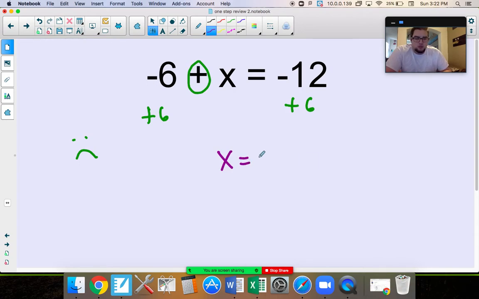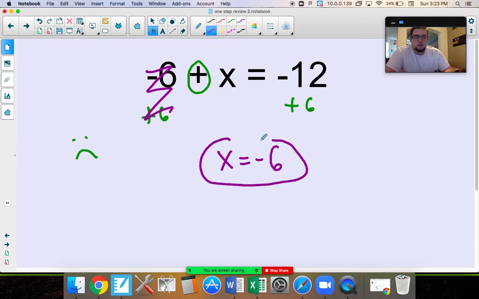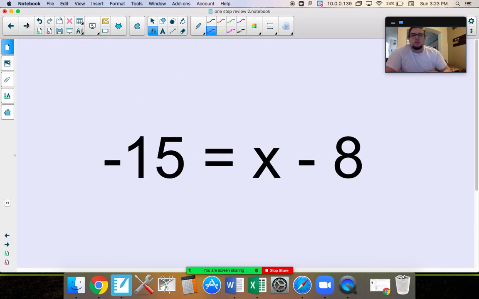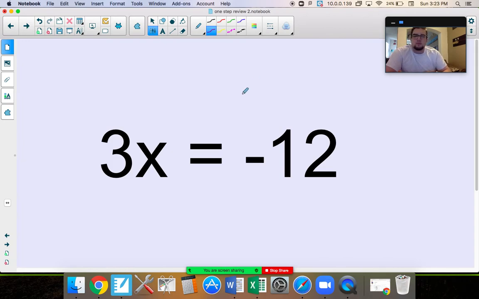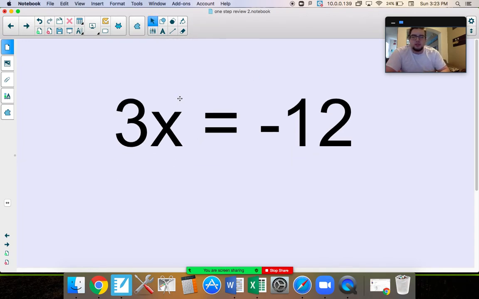X is equal to negative 6 and the positive 6 have combined and gone away. So now I'm left with negative 12 plus 6. They're different signs, so it's like subtraction. 12 take away 6 is 6. 12 is the larger number, so we keep the negative with the 6. We're going to skip that one. Move on to multiplication and division.